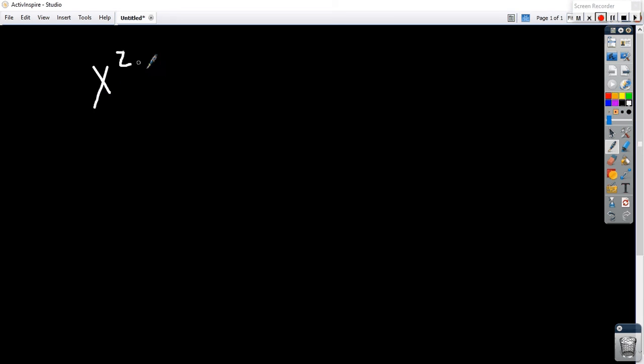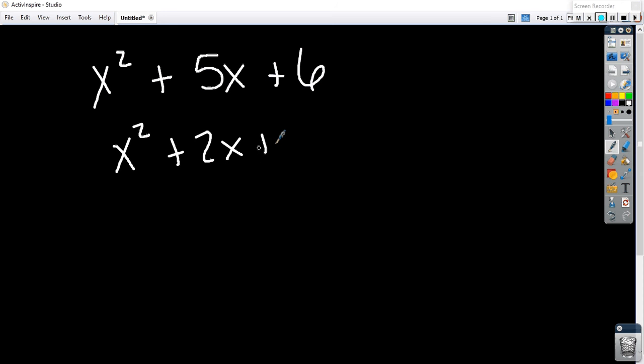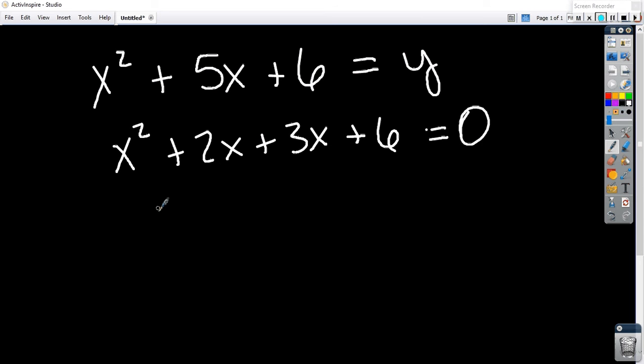let's say I have x squared plus 5x plus 6, right? And when we factored it, we grouped it. What multiplies to 6 but adds to 5? 3 and 2, right? And we talked about if this was y equals, so it was graphed, right? If I wanted to find the zeros, then I would change that y to a 0. Continue to factor it.